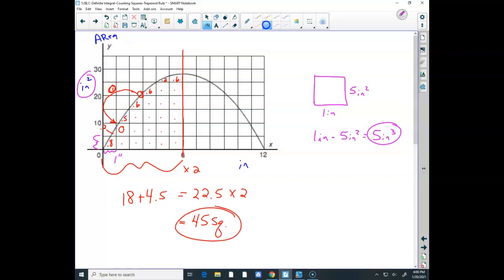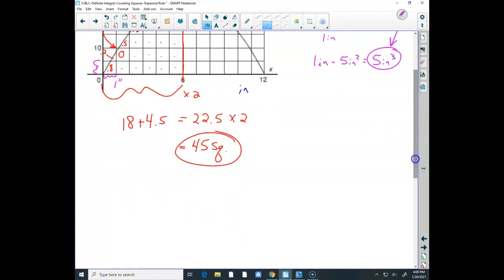Notice my units don't have to reduce like they did the other one. I'm multiplying them, so I don't have fractions where they're going to cancel out. So if I take the cross-sectional area times inches across a football, that's going to give me cubic units. That's talking about volume. But if I take my 45 squares times my 5 inches cubed per square, that is going to give me 225 inches cubed.